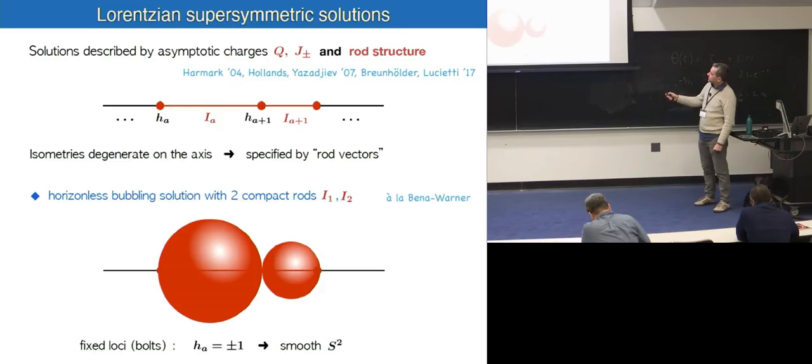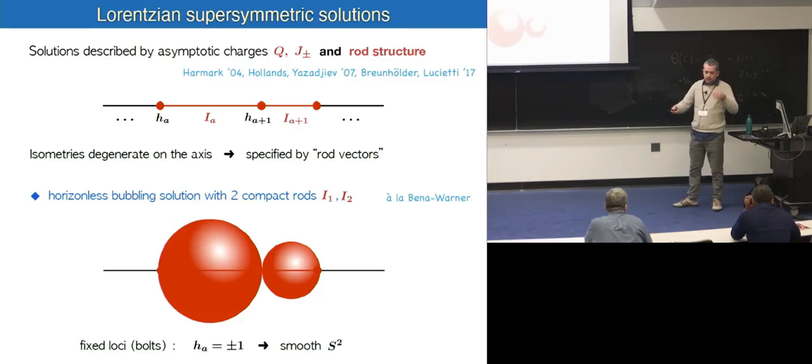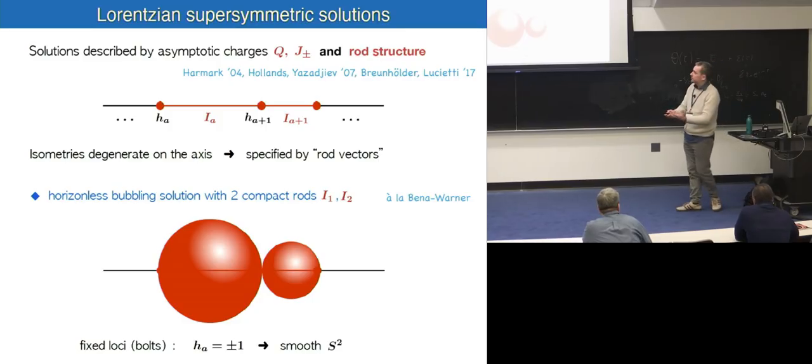That is, it has 3 centers, 2 compact rods, I1 and I2. This can be generalized in a much more complicated way, as shown, for instance, by Ben and Warner. So we can have a look at each of these rods, considered at a fixed time. So we have a 4-dimensional space. There is a U1 that collapses. So the fixed locus is a 2-dimensional surface.